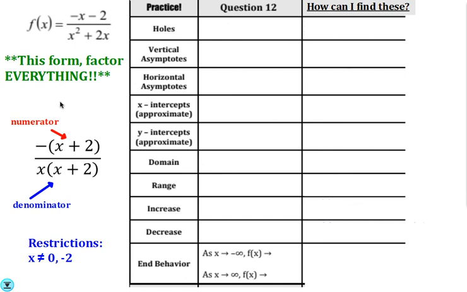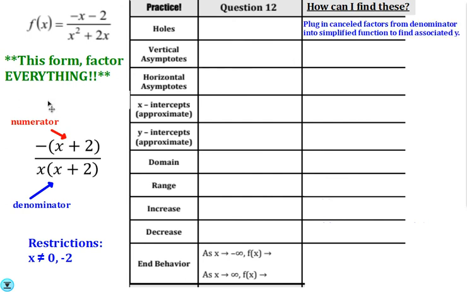Our last question that we're going to go over is question number 12. This is the last piece with our rational functions where we have higher order polynomials in our numerator and denominator. This is the type of form where we're going to want to factor everything as much as possible first, which I have already done for us here, which makes things a little bit nicer. You still need your restrictions. So let's jump on in.